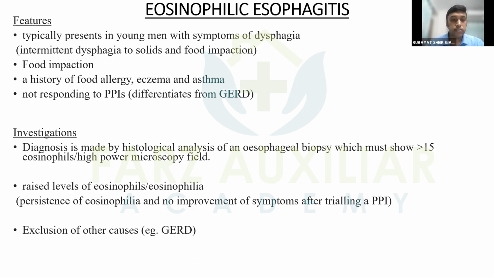So as I said, to confirm the diagnosis, you need to do an endoscopy, you need to do a biopsy. The biopsy will show more than 15 eosinophils per high power field. You will get a raised eosinophil count if you do a blood picture. And there may be a clue of an endoscopy being done sometime before and showing no evidence of gastroesophageal reflux. So these clues will help you diagnose. And the patient has had a trial of PPI with no response. So you will understand that this is a patient with eosinophilic esophagitis.